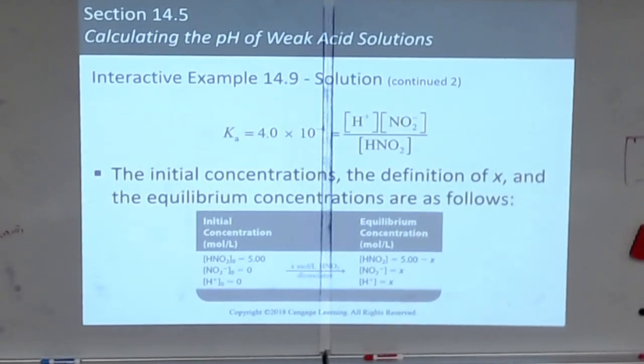All right, y'all good? So you set up your little table like this, your little RICE table. 5.0 minus x, but what are we gonna do with x in this case?